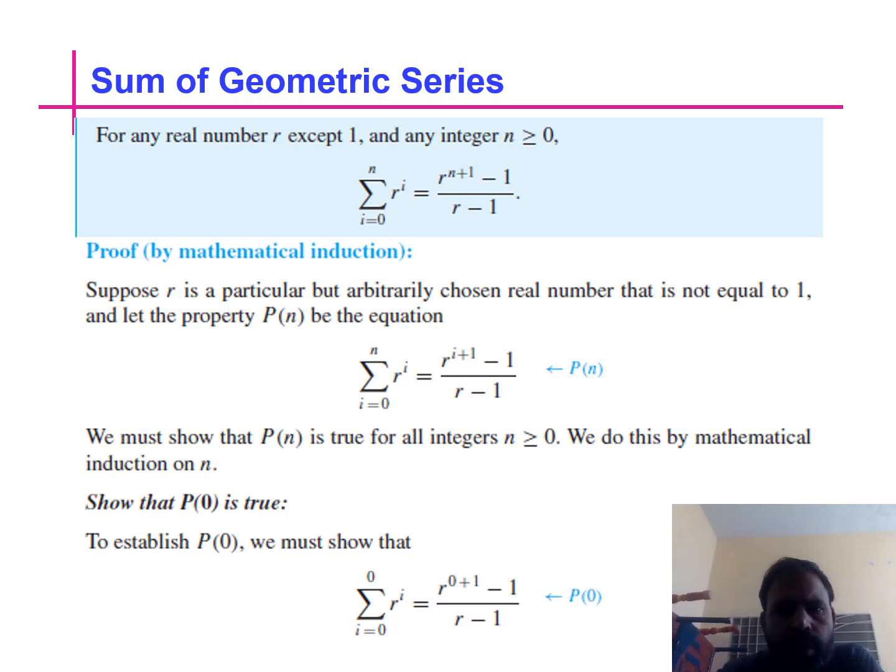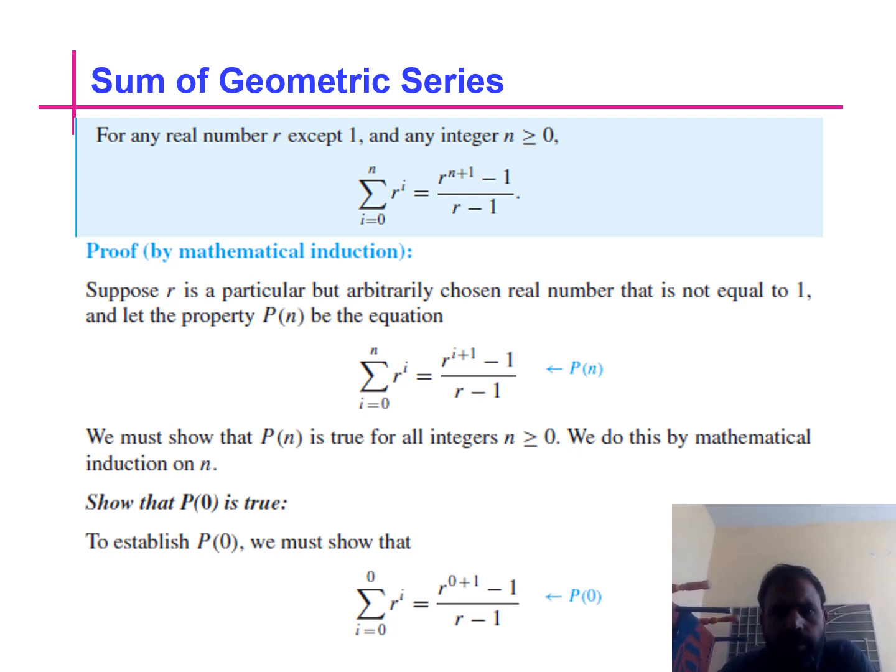Now we discuss the sum of a geometric series. For any real number r except 1, and any integer n greater or equal to 0, the summation of r to the i, as i varies from 0 to n, equals r to the n plus 1 minus 1 over r minus 1. We prove it by mathematical induction.